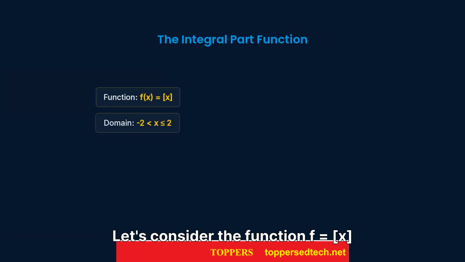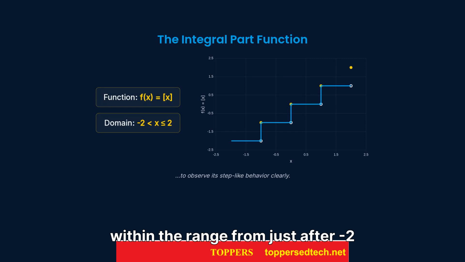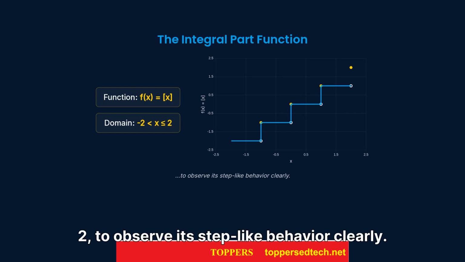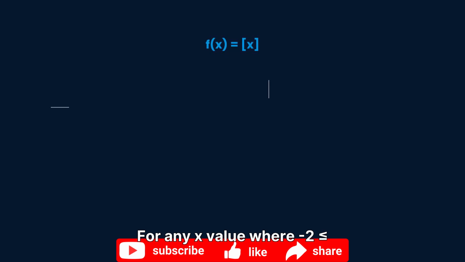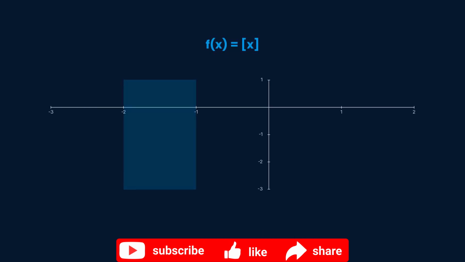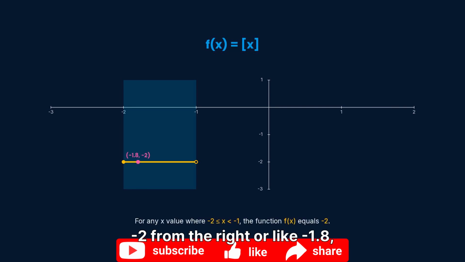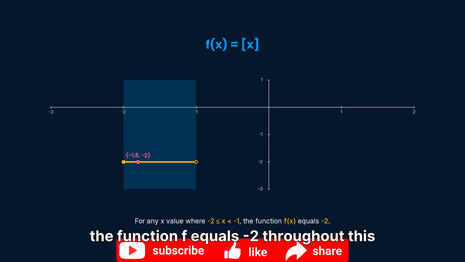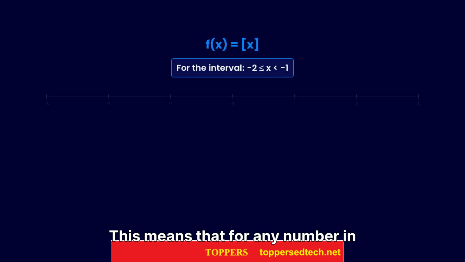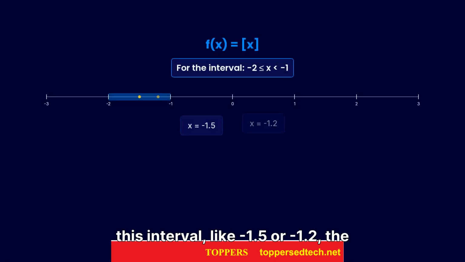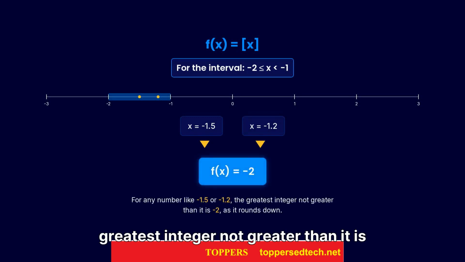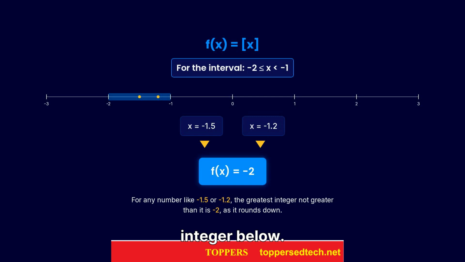Let's consider the function f(x) = [x] within the range from just after -2 to 2, inclusive of 2 but exclusive of -2, so -2 < x ≤ 2, to observe its step-like behavior clearly. For any x value where -2 < x < -1, such as values approaching -2 from the right or like -1.8, the function f equals -2 throughout this entire interval. This means that for any number in this interval, like -1.5 or -1.2, the greatest integer not greater than it is -2, as it rounds down to the integer below.